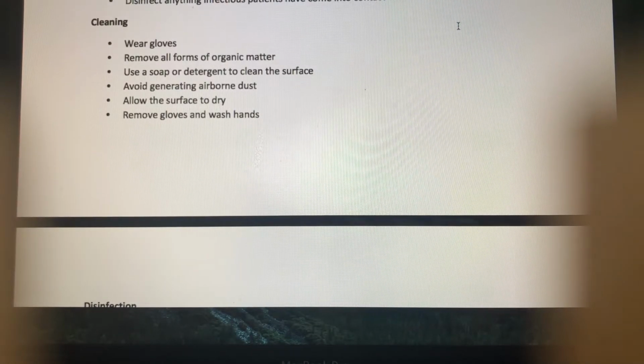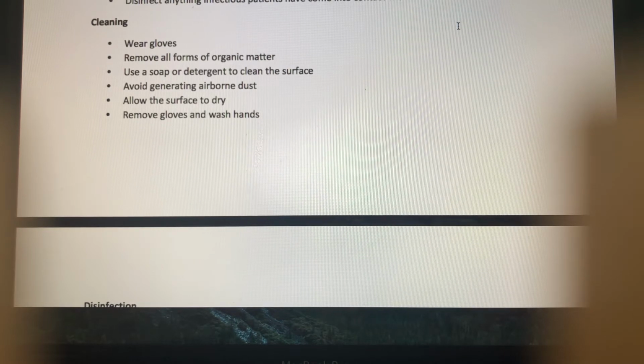We would like to avoid generating airborne dust because that can potentially contain contaminants as well. So ideally, if you can use a squirt bottle as opposed to a spray bottle to apply your cleaners. Don't be really aggressive, use a collective wipe, that kind of thing, as opposed to just smearing it around. And then allow the surface to dry, remove your gloves and wash your hands.